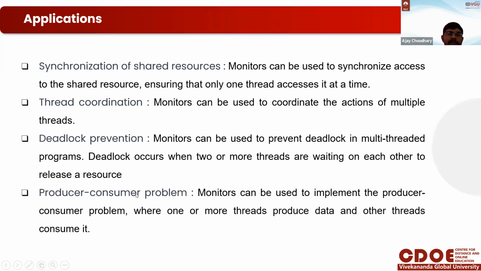Producer consumer problem. We all know this problem. You all learned this problem in operating systems in a much better way. So what is producer consumer? The consumer wants many products at a time, but the producer only provides some products at that moment. And we handle this problem in such a situation. Monitors can be used to implement the producer consumer problem, where one or more threads produce data and other threads consume it. So one is producing and the second one is consuming.